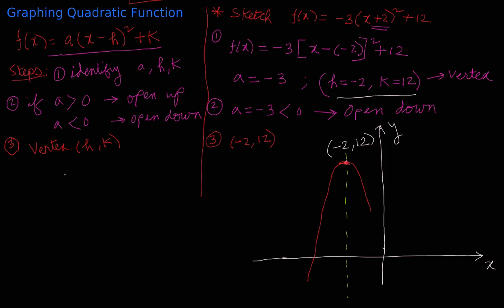Now let's look at step number 4. In step number 4, we want to find the x-intercepts. As you can see here, this is one x-intercept, and I'm going to have another x-intercept on the other wing. So let me use another color. Find the x-intercepts.